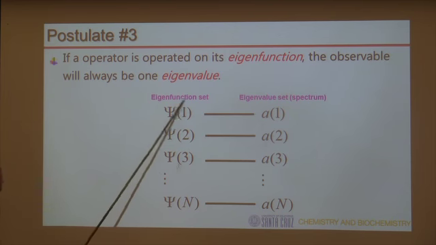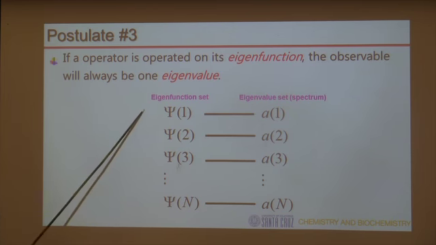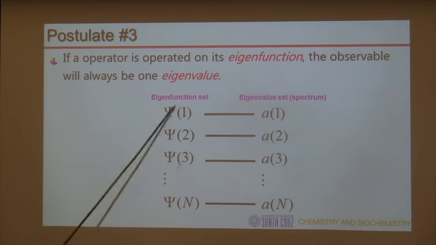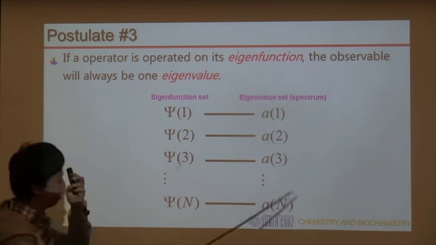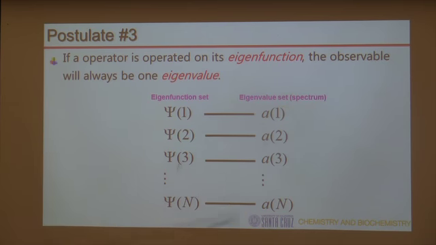For each eigenfunction, if we operate on those wave functions, we get corresponding eigenvalues, and we have an eigenvalue set. Your textbook calls this set the spectrum of the operator. So it simply means we have two sets: eigenfunctions and eigenvalues for a given operator.